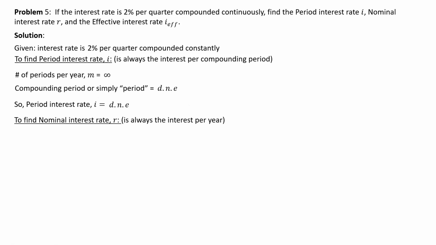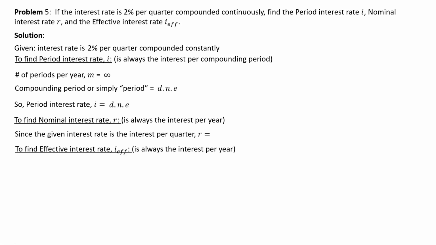However, can we find the nominal interest rate? Well, let's see. What is given is 2% per quarter, right? Since the given interest rate is the interest per quarter, how many quarters do we have in a year? 4.